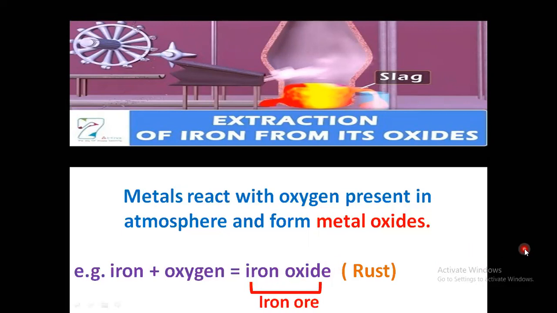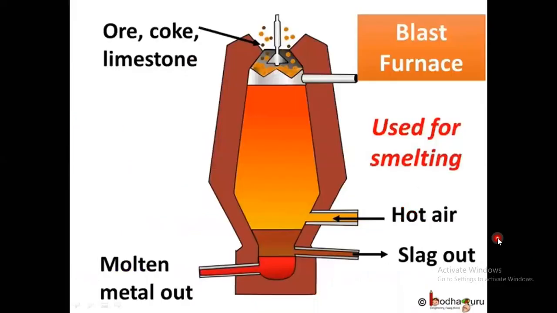And the cheapest and easiest way is to perform the smelting process, which is done in a blast furnace. This is a blast furnace where I'm flashing light. What is a blast furnace? A blast furnace is a huge structure or reactor which is used for the smelting process. Clear?